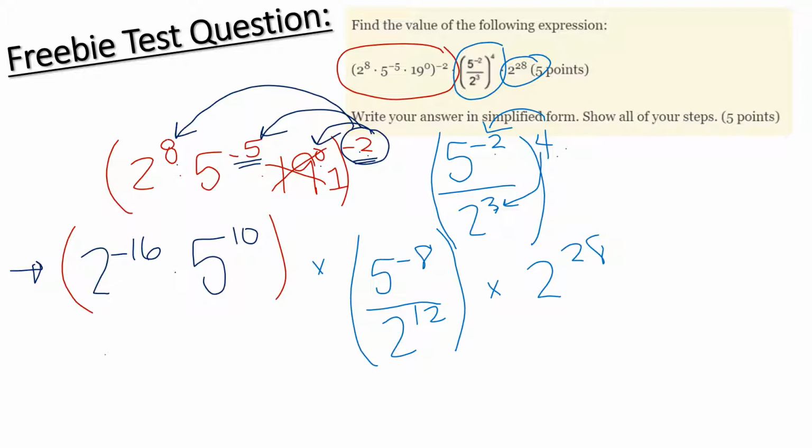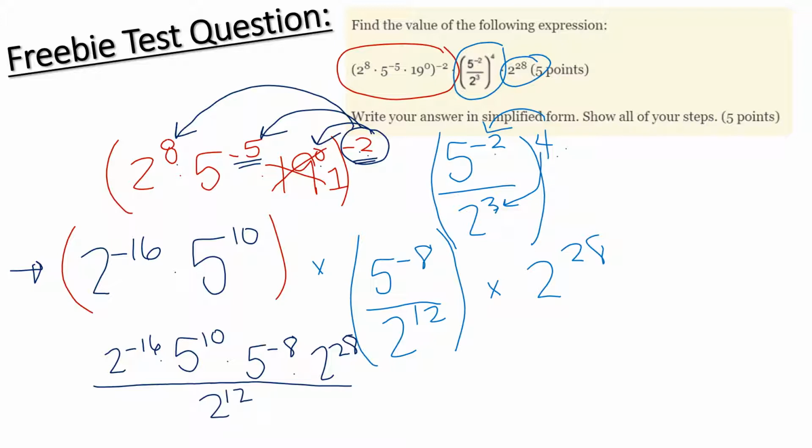So this would be like 2 to the negative 16, 5 to the 10th. Remember, we're multiplying all this, times 5 to the negative 8. We can kind of jumble it all together. 2 to the 28th. And the only denominator we have that shows is 2 to the 12th. So I'm just going to put it all over 2 to the 12th. We can do that because it's really like all of these are over a 1. And if we were to multiply all those fractions together, we would multiply the denominators, which would make it a 1.